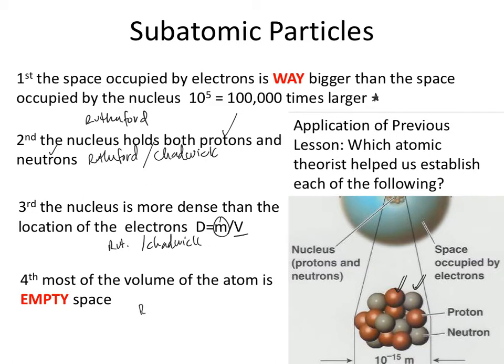Once again, this is Rutherford and his studies and contributions. Why? Because most of those alpha particles pass through during the gold foil experiment. Okay, so these are the concepts that we've covered, and you should be very comfortable with explaining. Let's move on to our next concepts that we're adding.